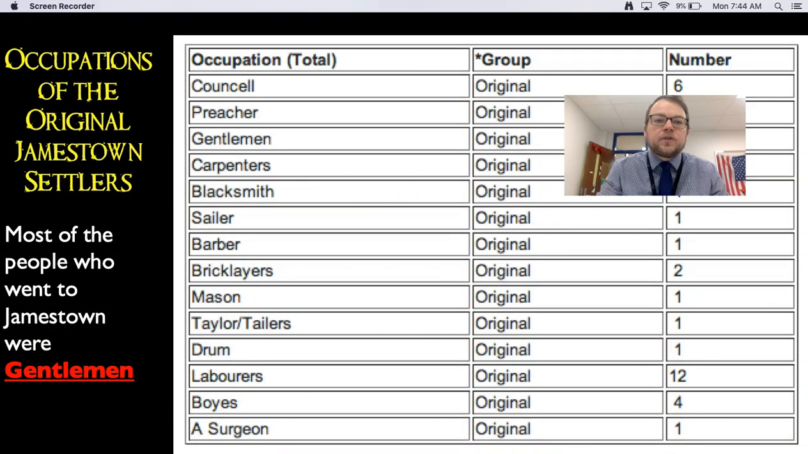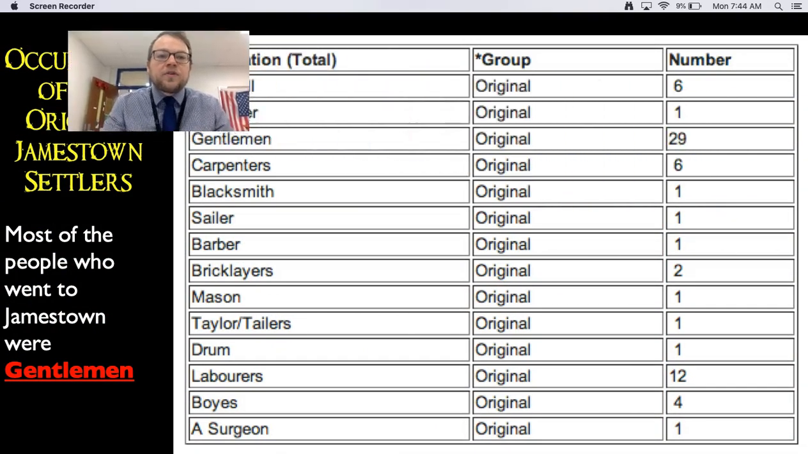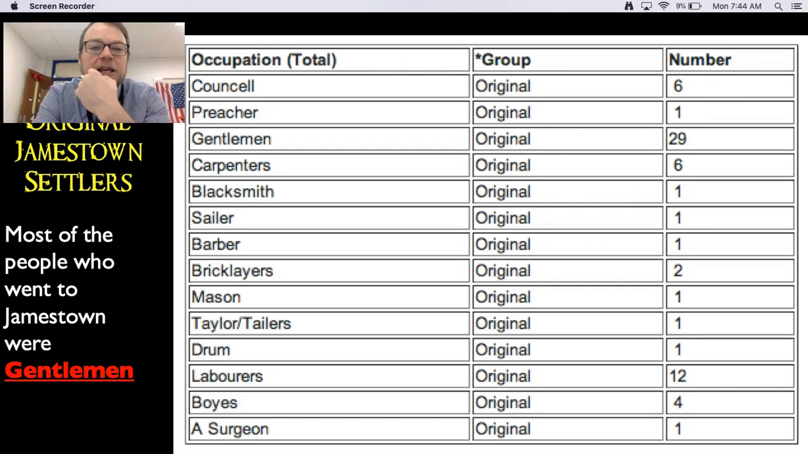One of the things we want to take a peek at is the list of the people who were coming over on the first ship to Jamestown, the population, if you will. You might want to think about what kinds of people you would want to come to start a colony.